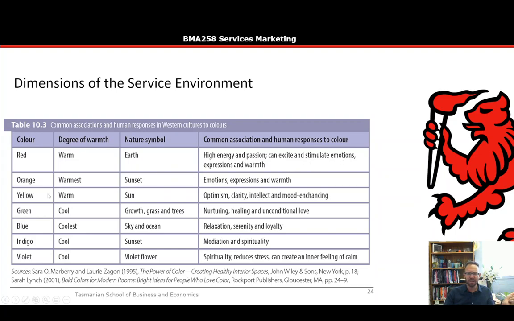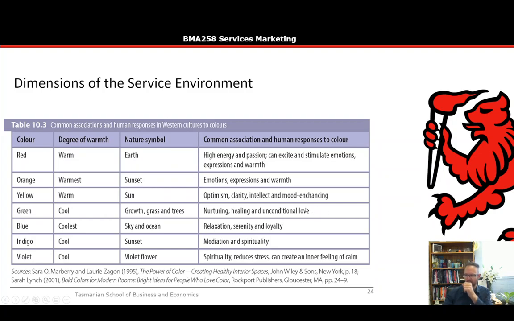All right. Orange is one of the warmest colours. Its nature symbol is sunset, so think of the sun setting down, it gives this beautiful orange glow, and it's got strong emotions, expressions of warmth. Yellow is warm, such as the sun, optimism, clarity, intellect, and mood enhancing. Green is cool, growth, grass, and it's nurturing, healing, and unconditional love. A lot of students do their own research for their assignments and stuff, and green is also associated with environmental issues as well, right?